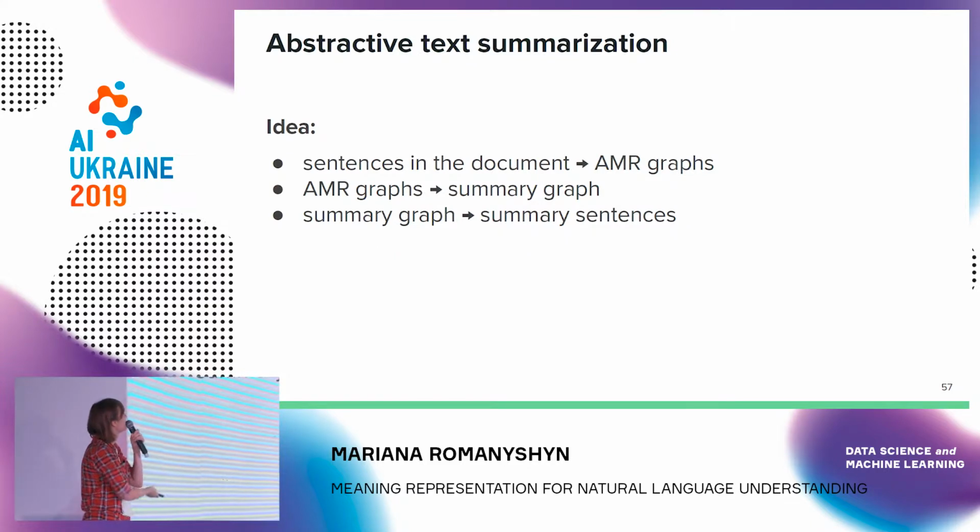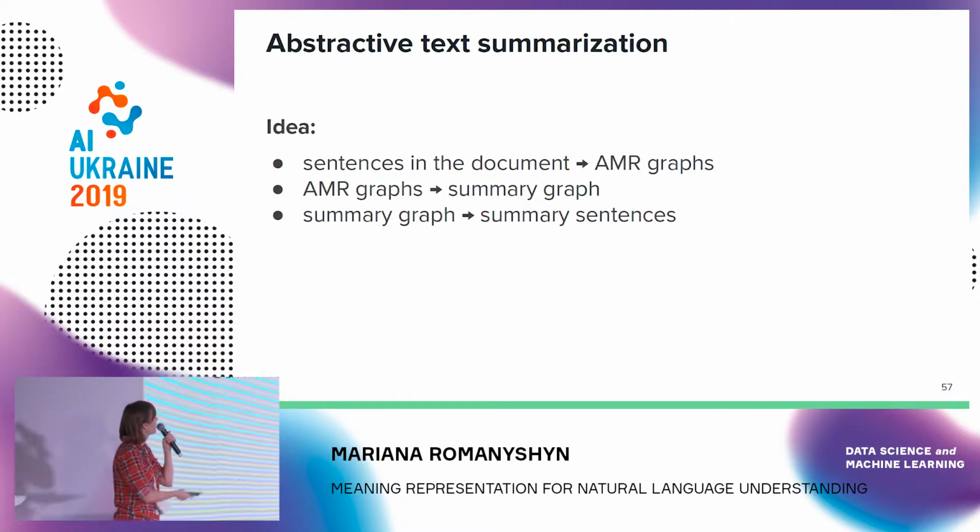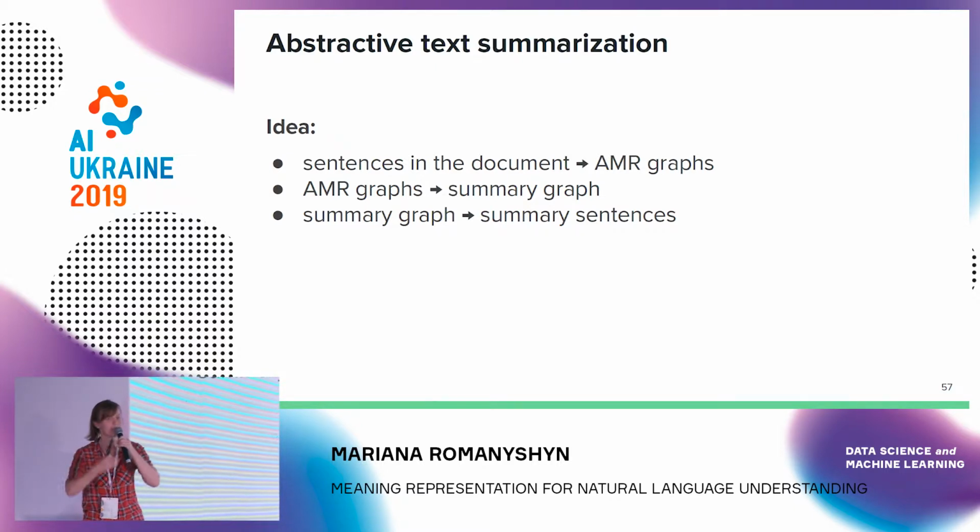Actually, you do, because if we mention again this abstractive text summarization task, you can solve it pretty cleverly with AMR. You can take all sentences in the document, build AMR graphs, then merge them into one mega graph, then find a summary graph, right? That will be like an optimization task. And from the summary graph, you can use a natural language generation algorithm to generate a summary.